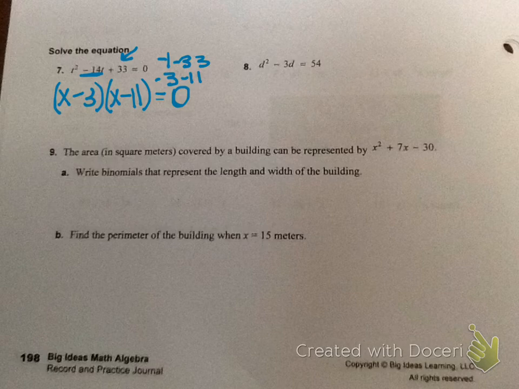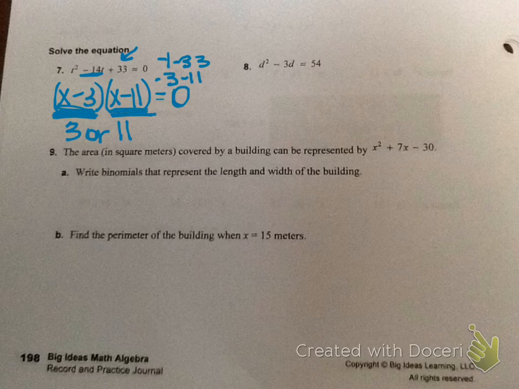Now, we know that when we multiply to equal 0, either this has to equal 0 or this has to equal 0. One of the two has to be 0 to get 0 when we multiply. So for this to be 0, what would I fill in for x? I would fill in 3 for x. 3 minus 3 is 0. Or here, if I have 11 for x, 11 minus 11 equals 0. So this part would be equal to 0.